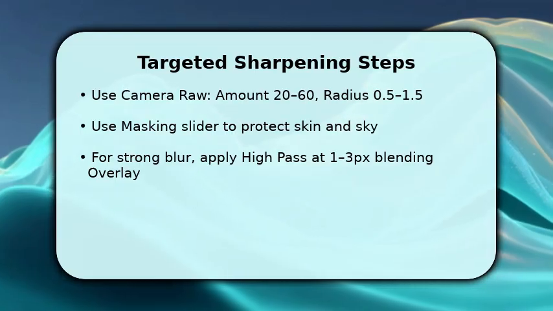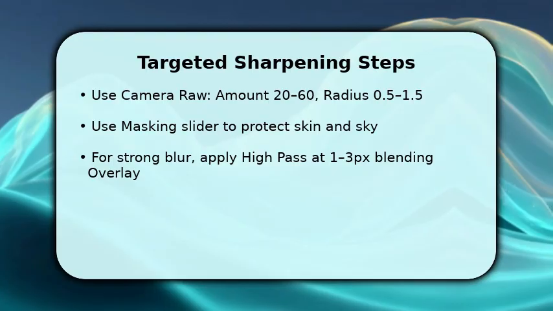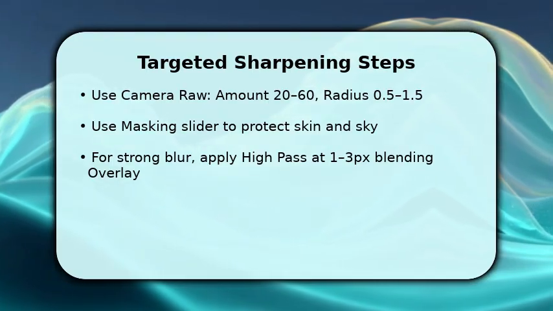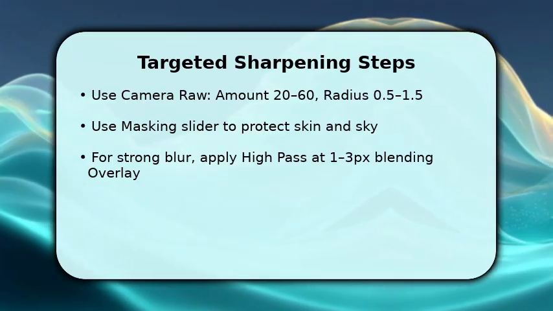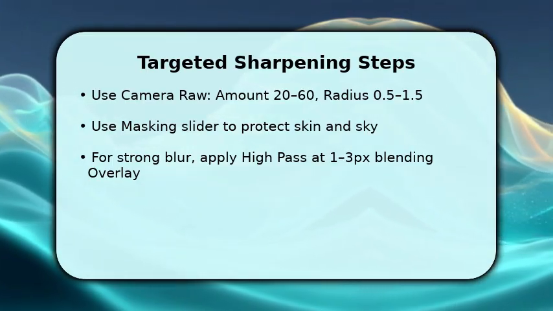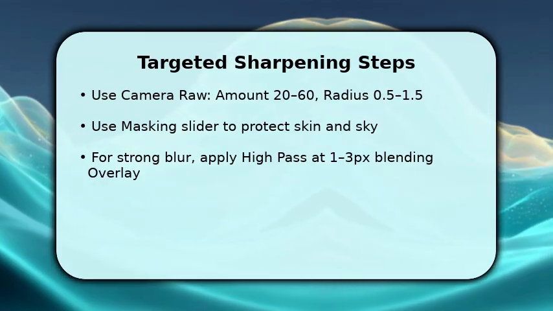If the blur is stronger, duplicate the smart layer and apply high pass at 1 to 3 pixels, set blend mode to overlay or soft light, and lower opacity until natural. Once done, use a layer mask and paint with a soft brush to limit sharpening to edges and subjects only.